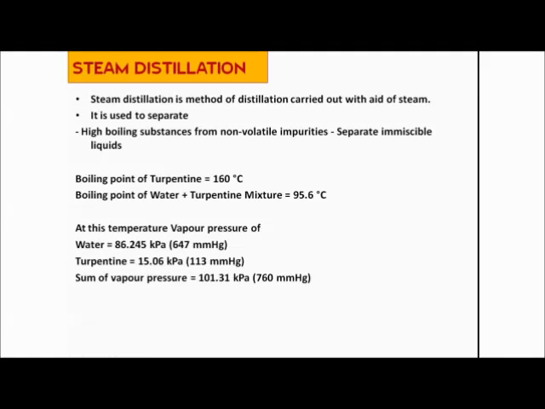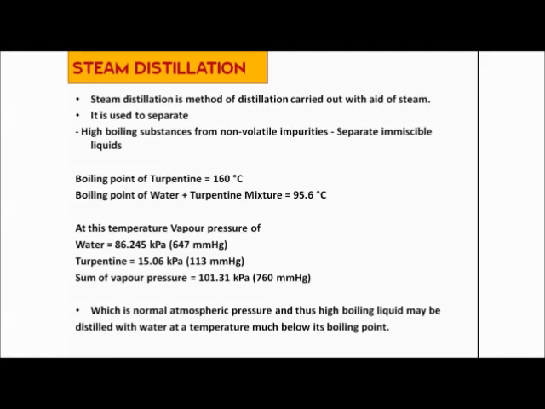So what is the reason? See, at the temperature of 95.6 degrees centigrade, the vapor pressure of water is 647 mmHg, whereas the vapor pressure of the turpentine is 113. So if we make a mixture of water and turpentine, the total vapor pressure of these two will be equal to 760 millimeters. That is the normal atmospheric pressure, right?